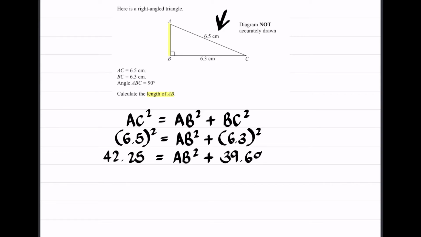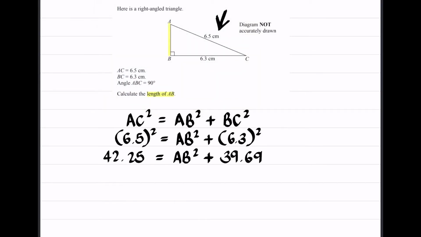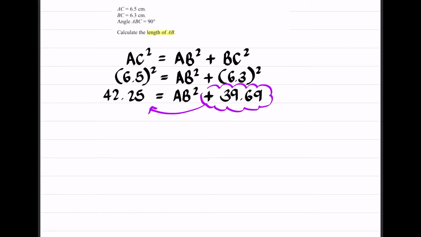39.69. But I want the AB squared by itself, so that means that I need to take this positive 39.69 across the equal sign. So the 42.25 will stay the same, stay first, so I have 42.25. The positive 39.69 when it goes across now becomes negative 39.69, and that is equal to AB squared.